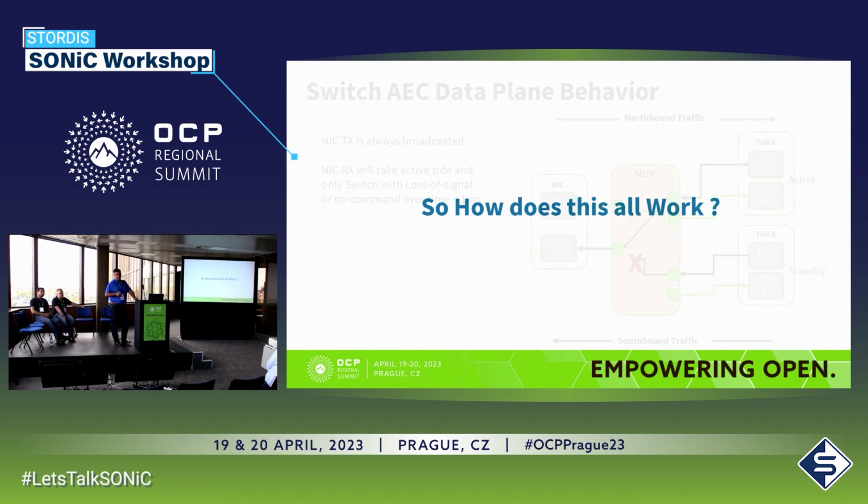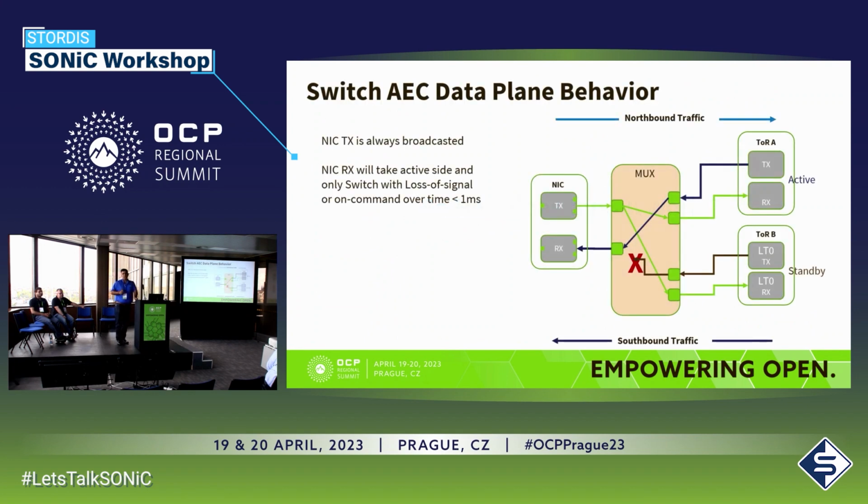So how does this work? This is what the inside of the cable looks like. There is a NIC that's connected to both TORs, and the cable's in the middle. The NIC is always broadcasting all the traffic to the active TOR and the standby TOR. So TOR A on the top is the active TOR. The TOR B is the standby TOR.